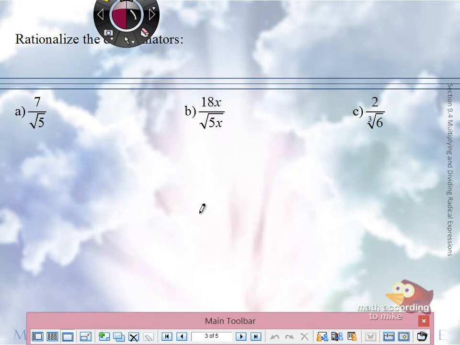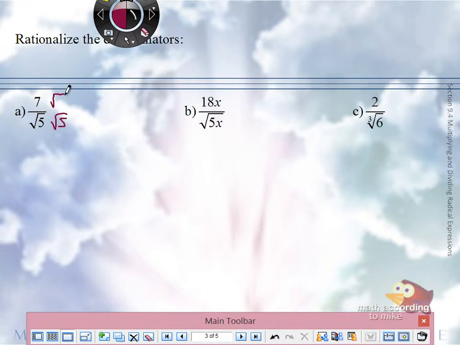So in part A, we have a square root of 5 in the denominator, and we want to get rid of that square root of 5. And the way we do that is we multiply top and bottom in such a way that there's no more square root of 5 downstairs. Since that's a square root, we would need to make it a perfect square. So to make it a perfect square, we're going to multiply top and bottom by the square root of 5.